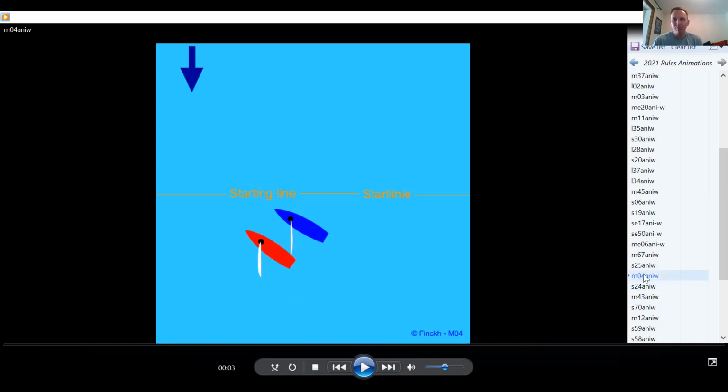Red does need to give blue time and opportunity to stay out of the way. So if blue is luffing here and doesn't have any speed to turn, red needs to make sure. Let's say it's a light wind day, there's no wind, we're just flat or barely moving. If blue puts her tiller all the way to the side and nothing happens because the boat isn't moving, red needs to give blue more time and opportunity to stay out of the way.